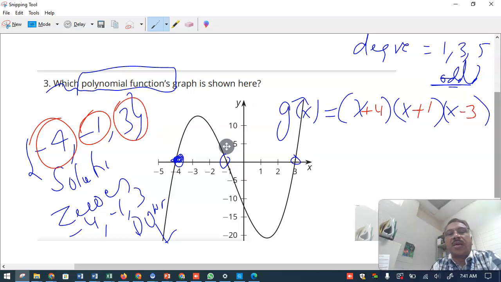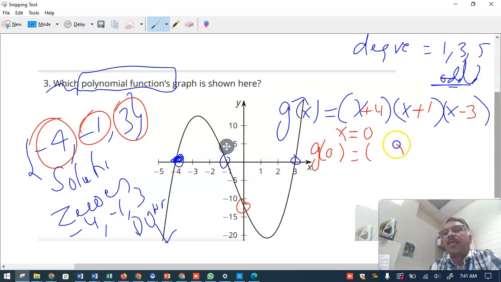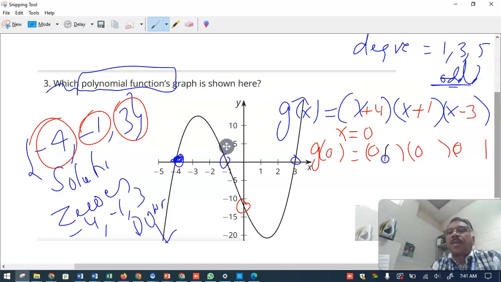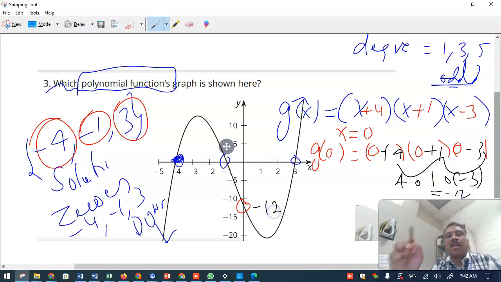And then one more question is, what does this number mean? If I plug in x equals 0, when the x coordinate is 0, then everything with x becomes 0, and this plus 4, plus 1, minus 3 remains. You just multiply 4 times 1 times negative 3, and that becomes negative 12. So that's the meaning of the vertical intercept, which is also called the y-intercept.